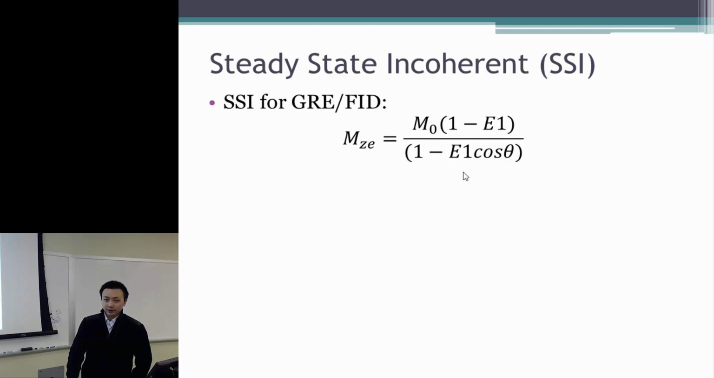We can immediately see that it's a function of the proton density, of T1, of the TR, and also of the flip angle. So it's actually affected by these four different parameters. The proton density and T1 are intrinsic properties of the tissue. So what we can control is the TR and the flip angle.